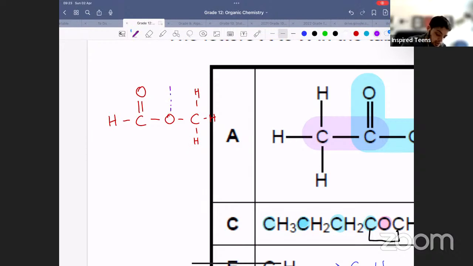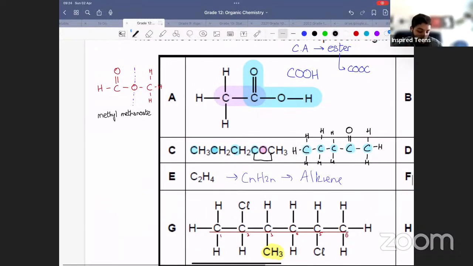Just for interest's sake, I always split it there. The side that comes from the oxygen comes from the alcohol, and the other side comes from the carboxylic acid. So this would be called methyl methanoate. Okay, 2 carbons in an ester.